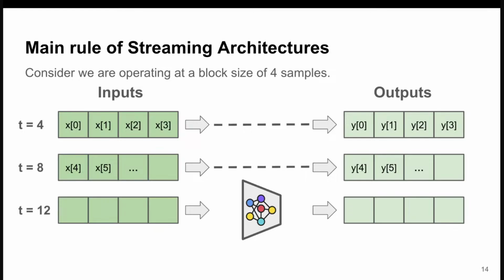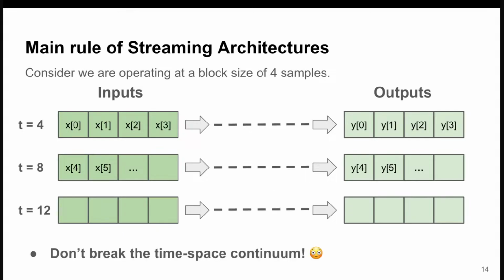So what is the main rule of streaming architectures, of real-time architectures? Don't break the time-space continuum. This is a little bit exaggerated, but what we want to say here is that for each block that we generate of an output, we have to have a corresponding input block. So there has to be a one-to-one equivalence between the output block and the input block. If I have an output block of 4 samples, that means that I have to have an input block of 4 samples, in the case of this example. There has to be a correspondence between inputs and outputs that should not be broken.